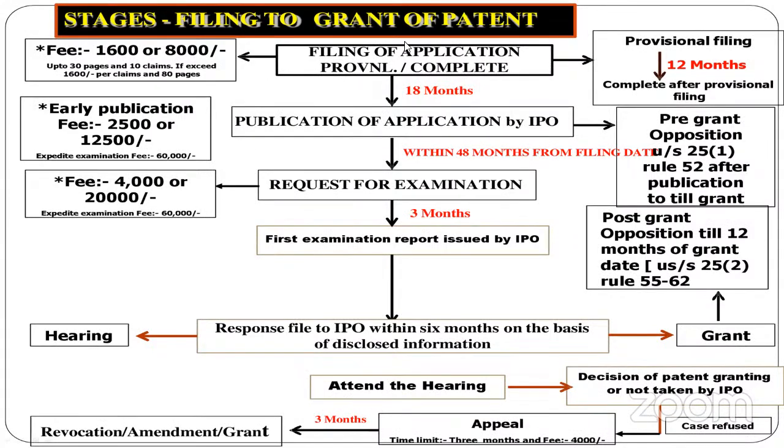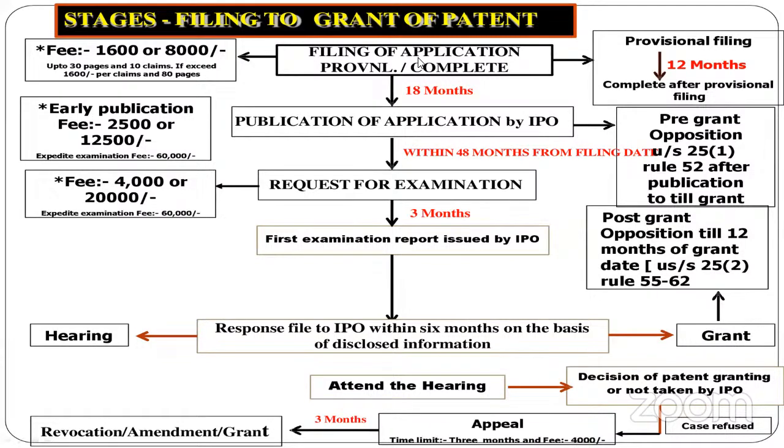First, you have to file your application, either provisional or complete. A provisional application has no claims; it has only one or two examples. The complete application has all the examples, and you have to claim the best example in your claim part.